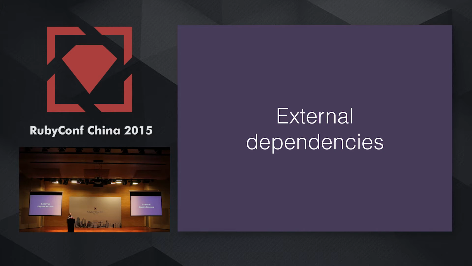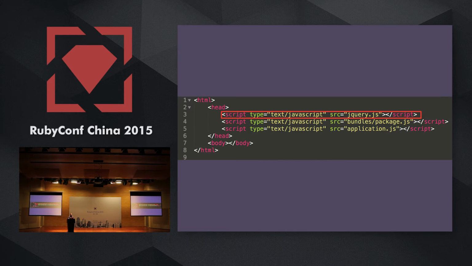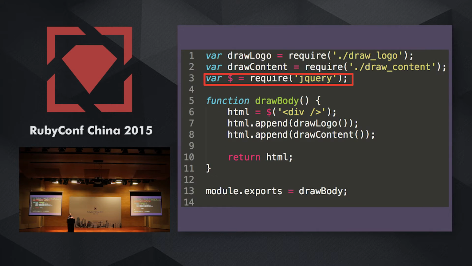Now let's talk about external dependency. Because we are partially using webpack and partially using asset pipeline, we still have a lot of scripts that are expecting jQuery to be in the global scope. It would be very nice to tell webpack, hey, this guy is not in NPM. This guy is somewhere else. You don't need to care about it.